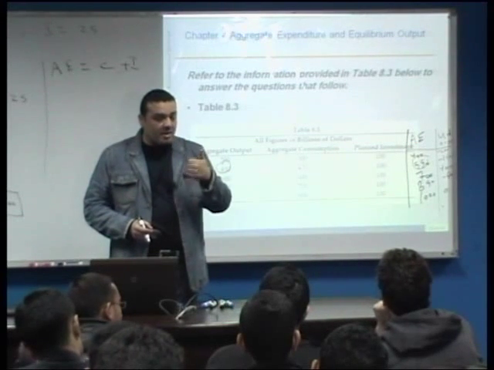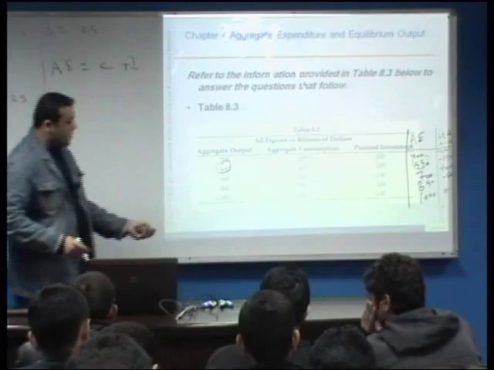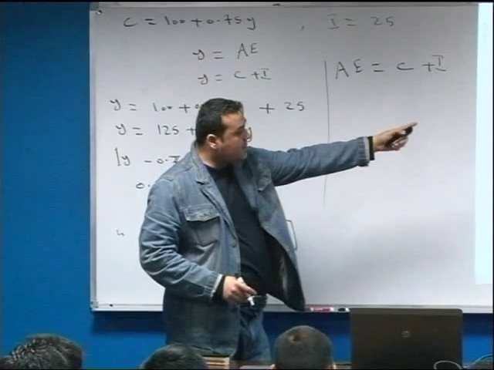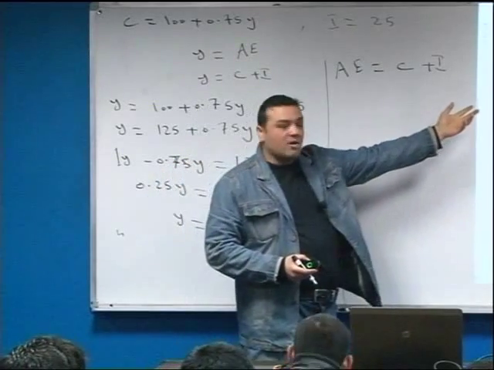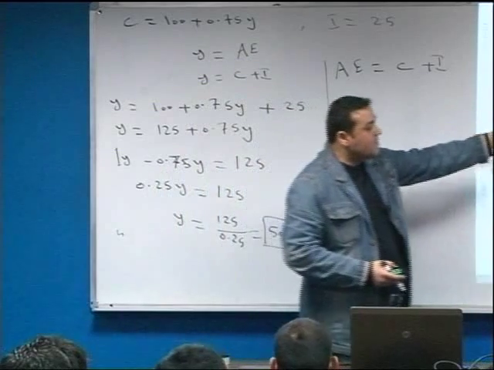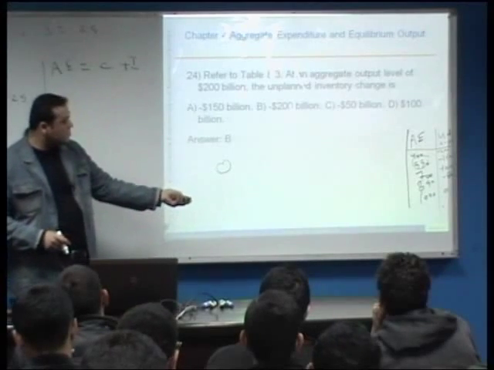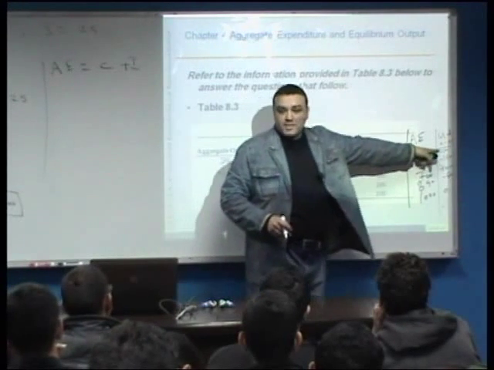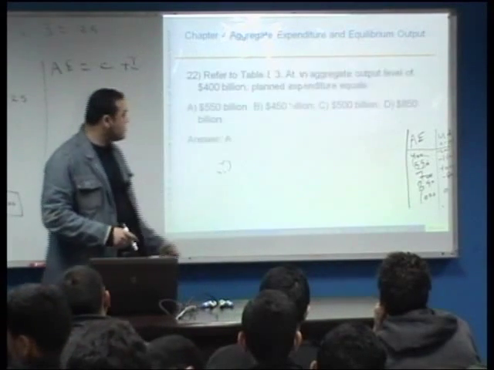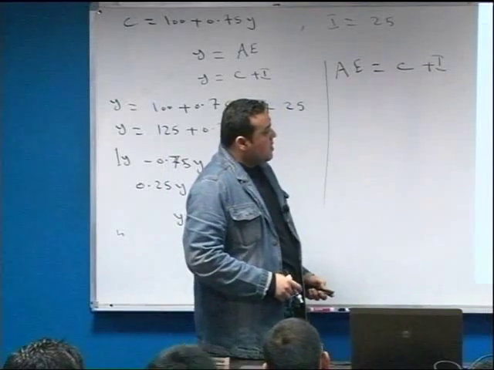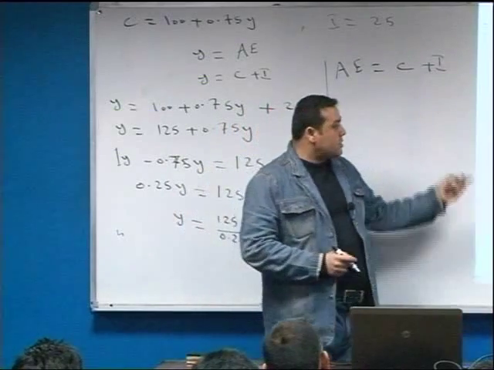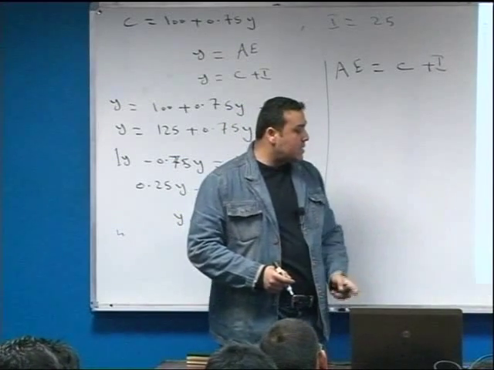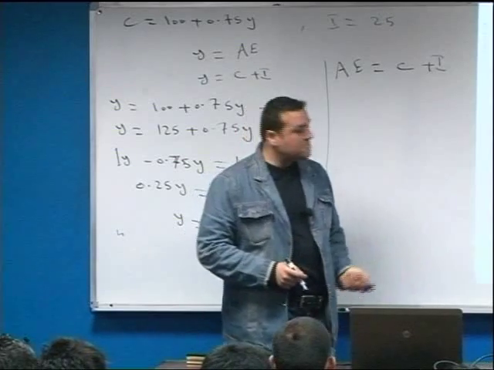Yes, aggregate expenditure equals C plus I. As you see, at an aggregate output level of $200 billion, the unplanned inventory change is minus $200 billion. What else? The equilibrium level of aggregate output equals how much? $1,000, right? The MPC in this economy is how much?